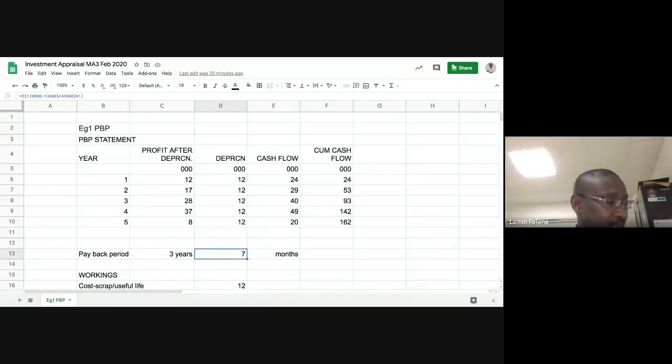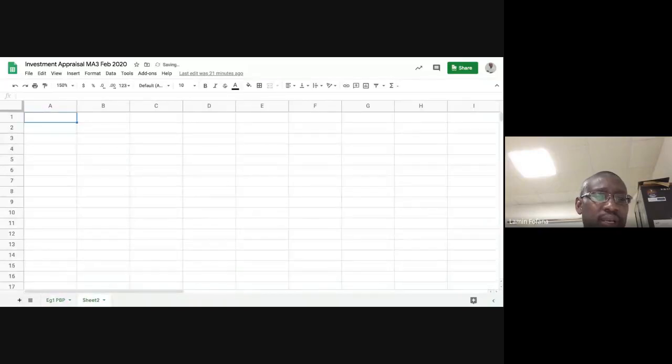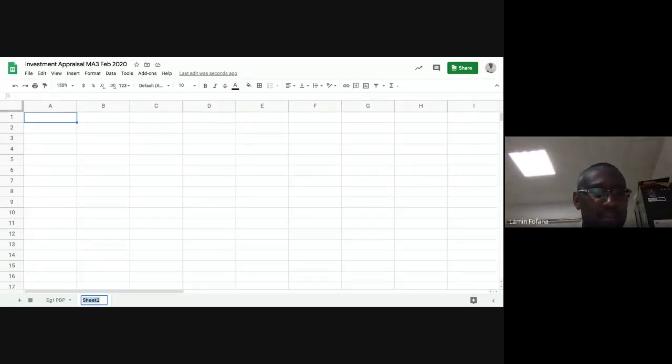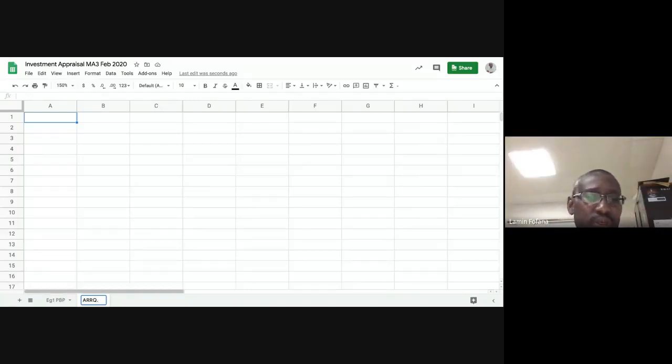Okay. So we're going to create a new worksheet. Let's do this quickly because it's already marked. If you click on the plus, that will give you a new worksheet. Then I'll double click this and rename it. I'll call it ARR question, because this is the only question we're going to do in ARR, accounting rate of return. So I just say ARRQ.